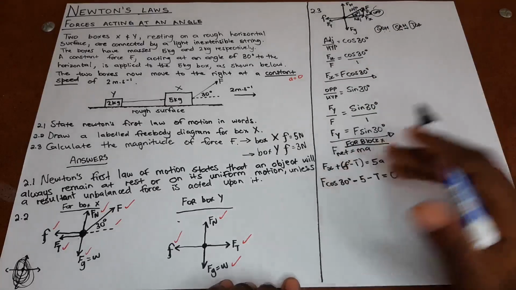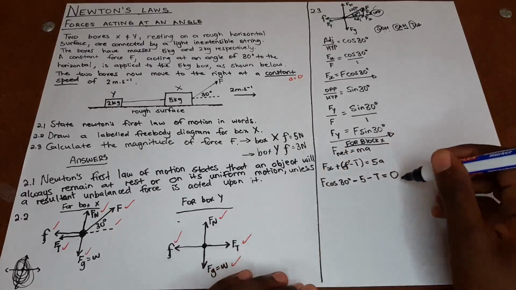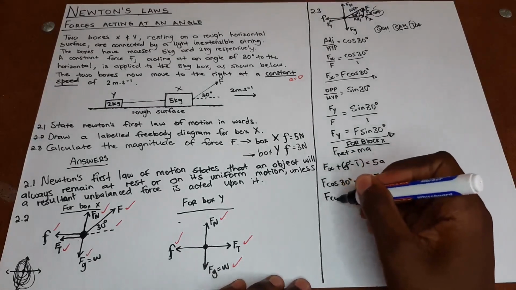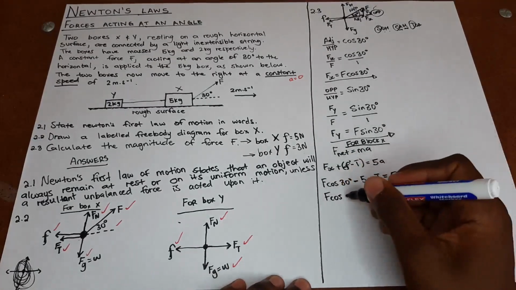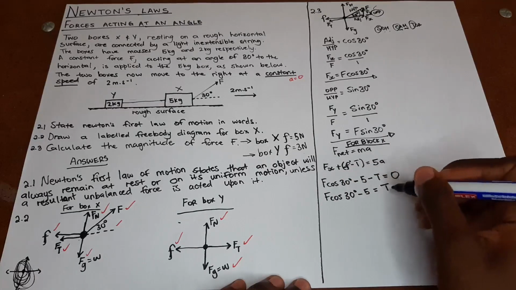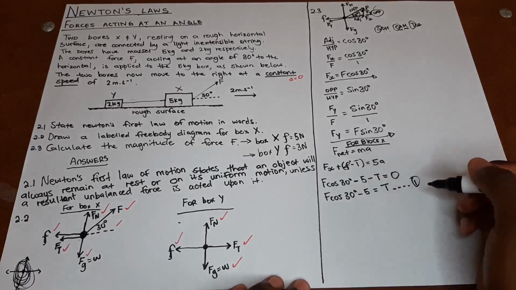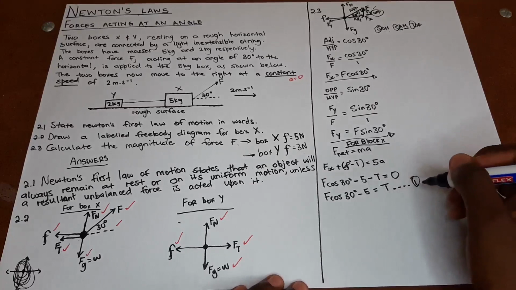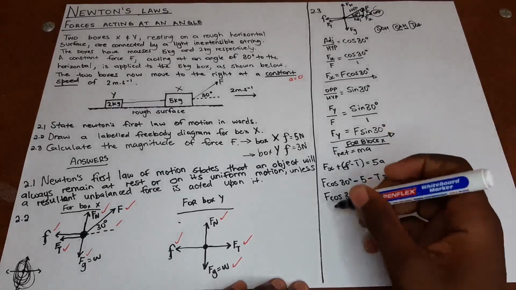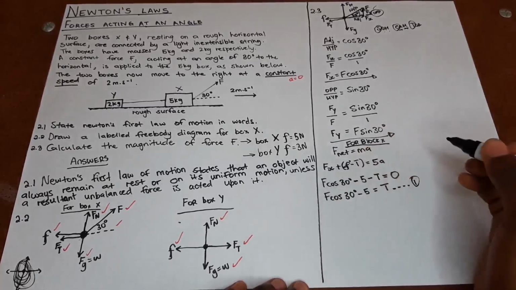You can stop here and say this is your very first equation, or you can continue. F cos 30 degrees minus 5 is equal to T. You take T to that side and say this is my very first equation. It's up to you, guys. So we're continuing right now.